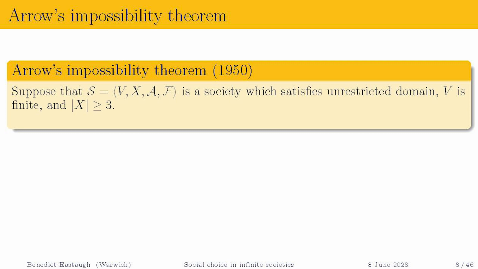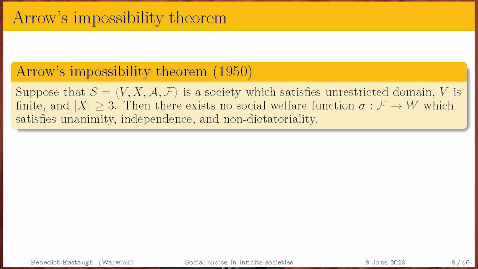It only works then. Of course, if you only have 2 alternatives, then majority rule will work just fine, because we're not going to get this problem of non-transitivity, because we only have 2 alternatives. So if those conditions are satisfied, then there's just not going to be any social welfare function that satisfies unanimity and independence and non-dictatoriality. The conditions are inconsistent.